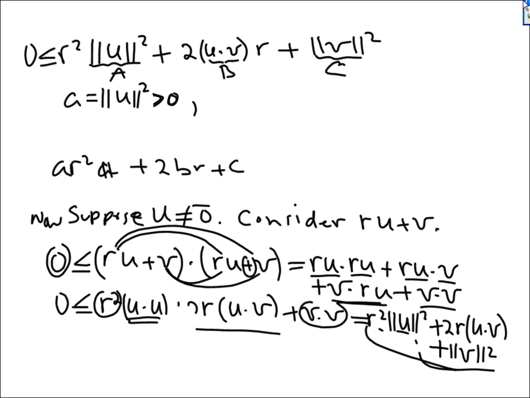Little c is the length of v squared. Little b, for the quadratic equation, is whatever r is being multiplied by, which is 2 times big B.